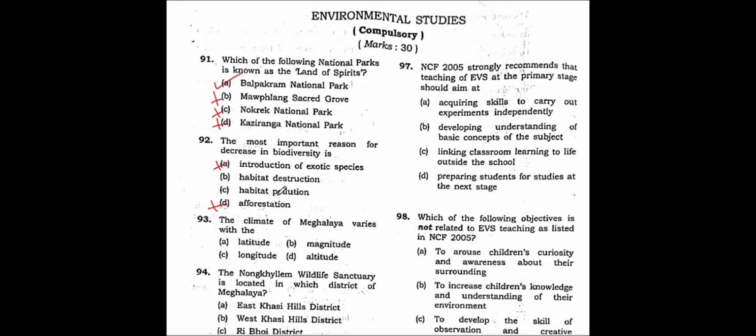Then another one is habitat pollution. Of course, habitat pollution could also have been an option, but we have a better option than habitat pollution, and that is option number B, habitat destruction. So when we are destroying the habitat of the animals, there will be loss of biodiversity, because we are cutting down the trees, right? We are doing deforestation every day.